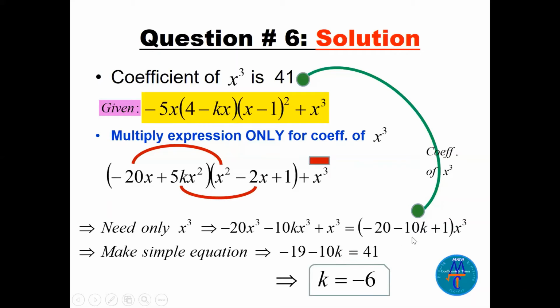Just review this nice question. So the whole idea is about coefficient. We can multiply all this, but it will take time because we need only the cube. So I see where is the cube. Okay.